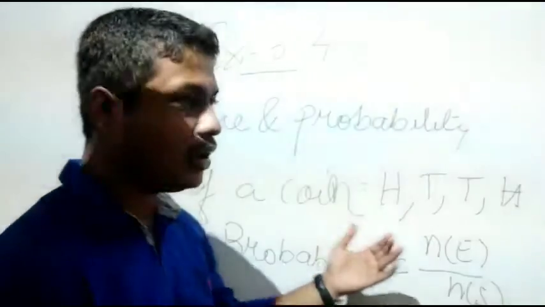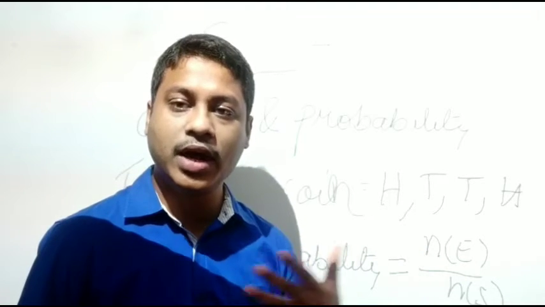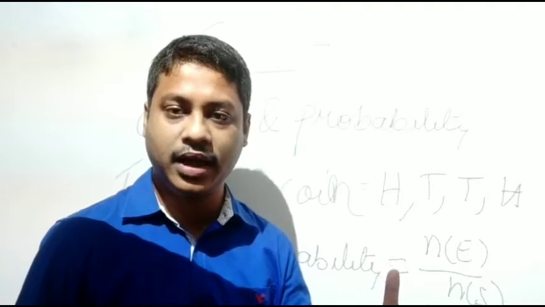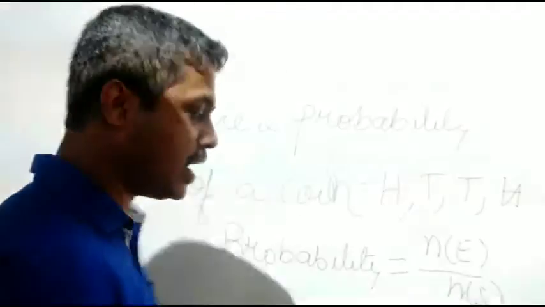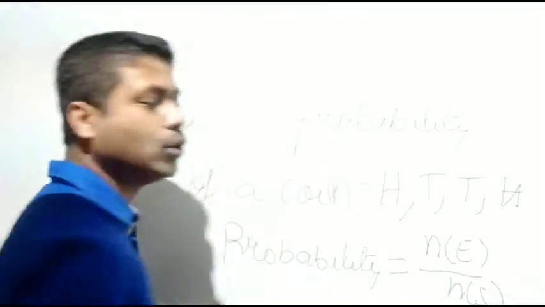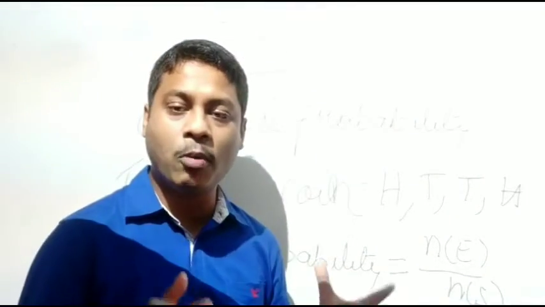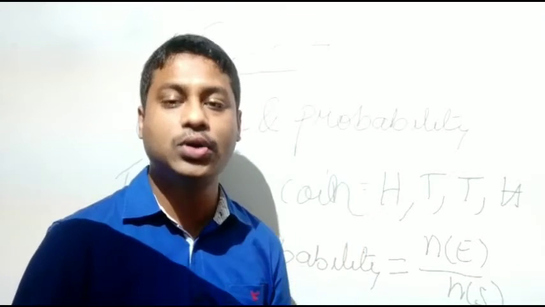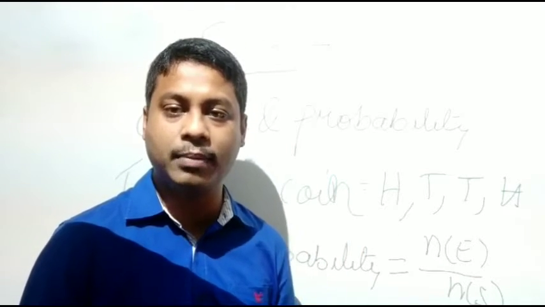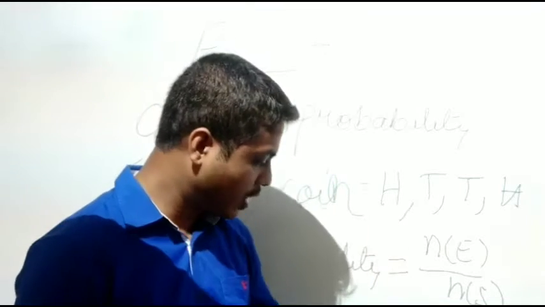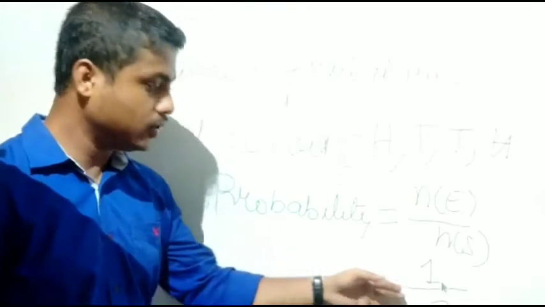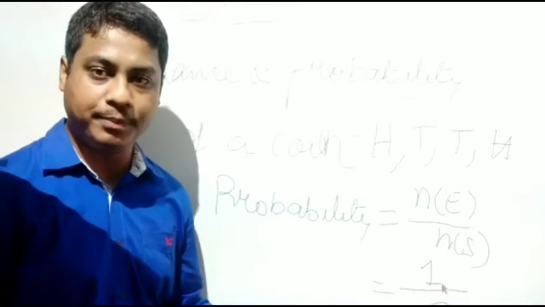Suppose I ask you what is the probability of occurring head? We have to write the answer as 1 by 2. Similarly, what will be the probability of occurring tail? Again you have to write the answer as 1 by 2. That is the number of elements, and the total number is head and tail, so you have to write below as 2. This is 1 by 2 for the head and also for the tail.